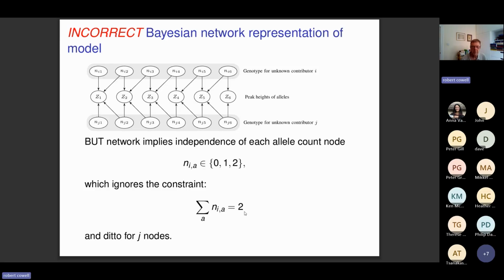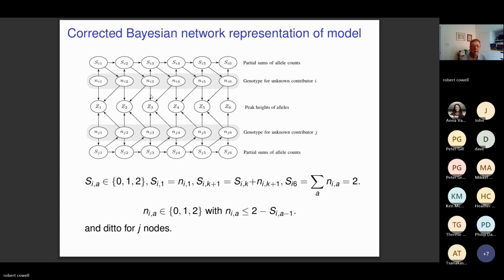So the paper shows how this can be circumvented by introducing another set of nodes, denoted by S, also having 3 possible values. And these are constraint nodes. So within the Bayesian network, you give them probability tables. The probabilities take values either 0 or 1, depending on whether the constraint is obeyed or not.